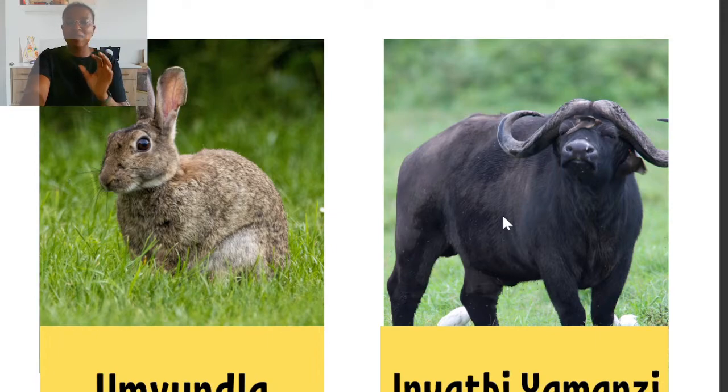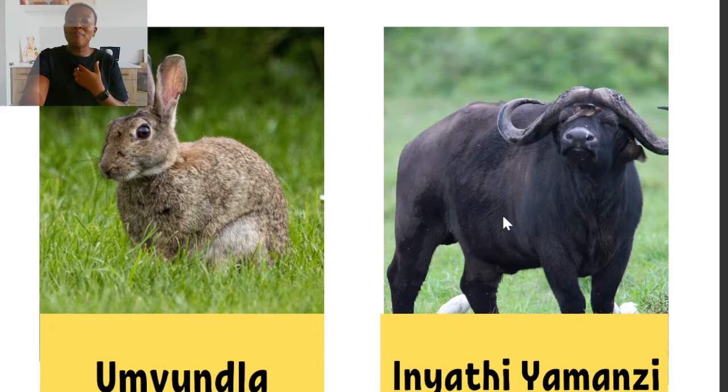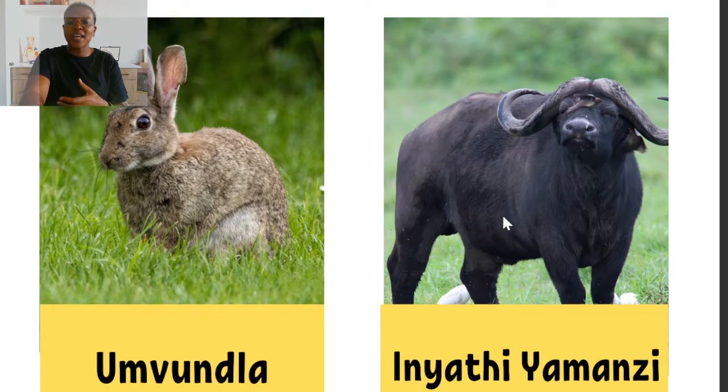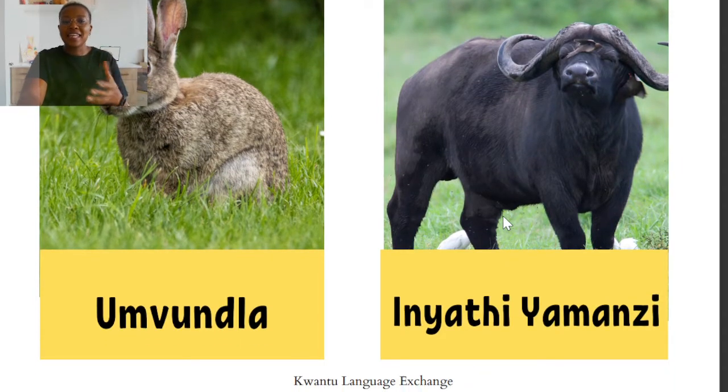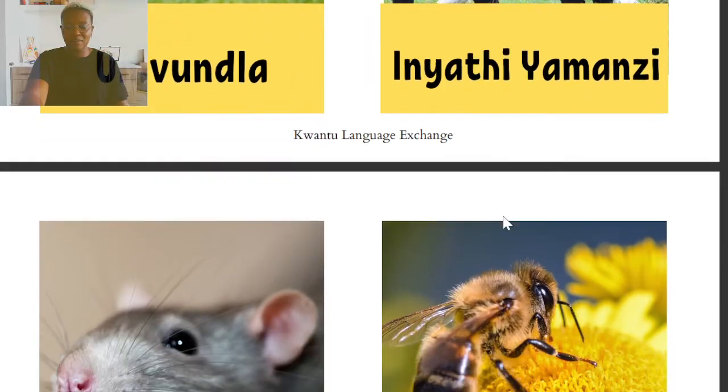For a rabbit, umvundla. It's that MV. Umvundla. Now, the way you say that NDL sound, it's a ndl sound. Umvundla. And for a water buffalo, you say inyathi yamanzi. Inyathi yamanzi. Amanzi is water. Inyathi yamanzi.